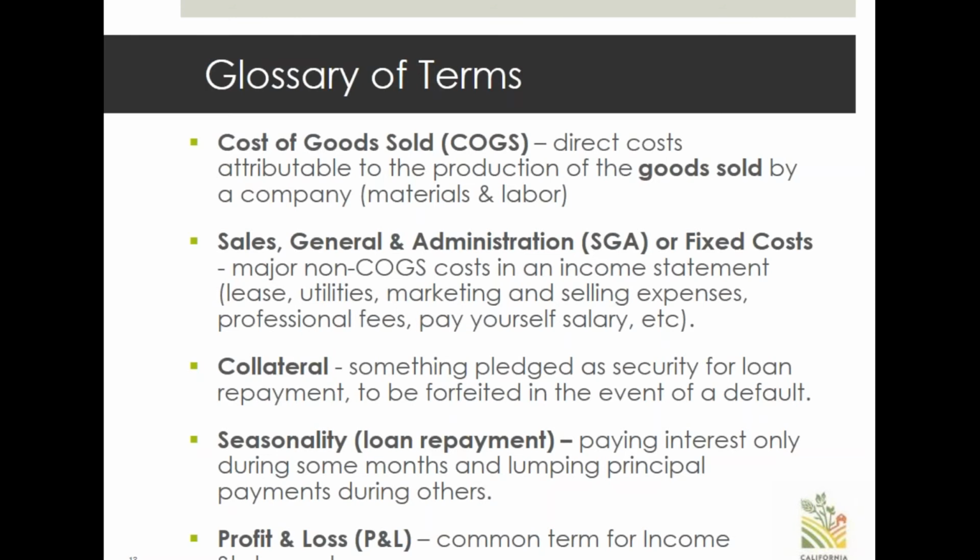Then we have collateral. And collateral is something that's pledged as security for a loan repayment, and it's forfeited if you go into default. And so the way it works is, for example, you get a loan for a tractor and you stop making payments, then the lender has the right to take the tractor, which is the collateral, and repossess that to get back the rest of the loan cost.